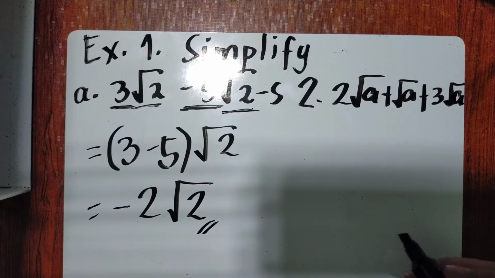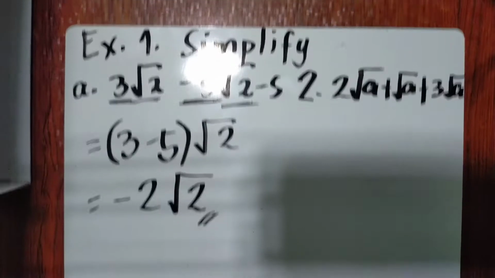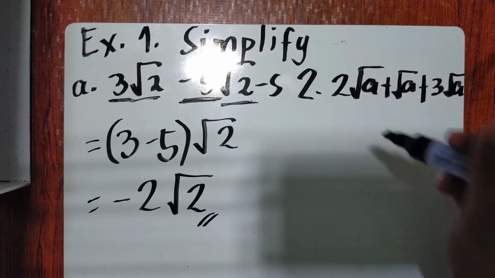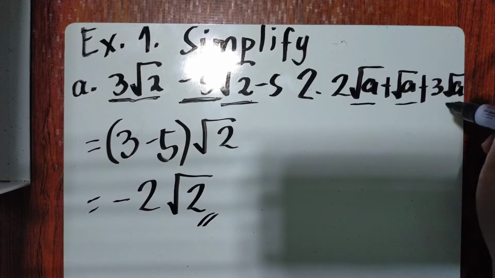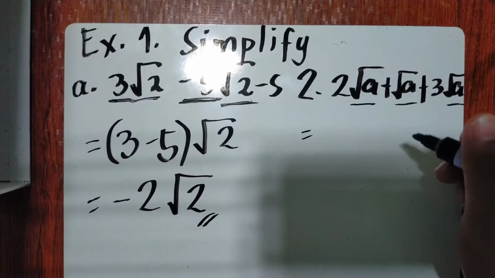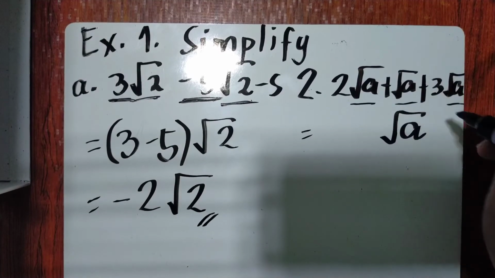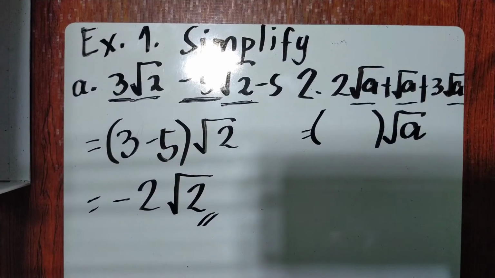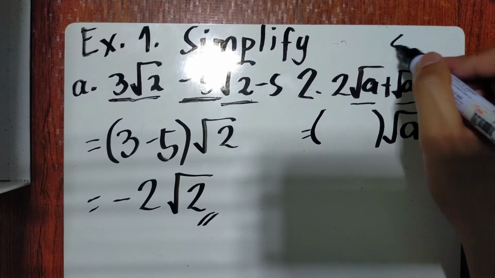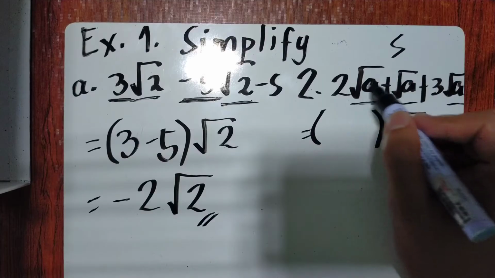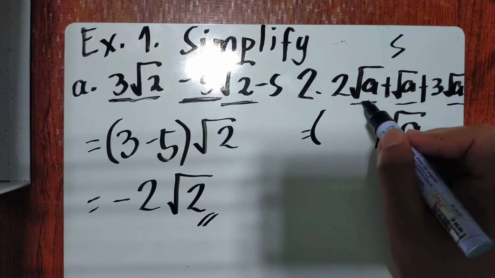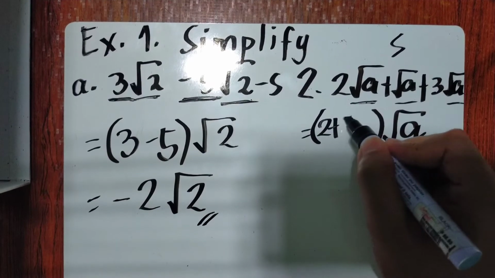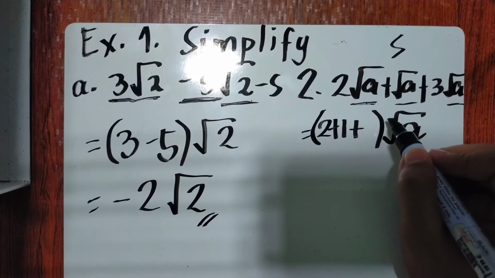Next, another example is 2 square root of a plus square root of a plus 3 square root of a. Since all of the radicals here are square root of a, we will just copy it. Since we know that the given is similar, of course, they have the same indices and radicands, therefore we add them: 2 plus 1 plus 3.